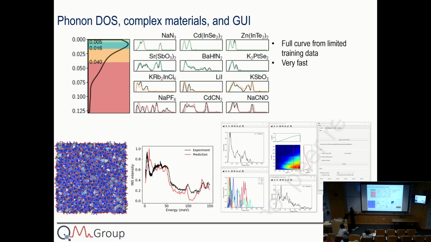And for some other elements, like phosphorus and fluorine, where we don't have much training data for that atom, performance becomes reduced. But the benefit of this kind of approach is speed.